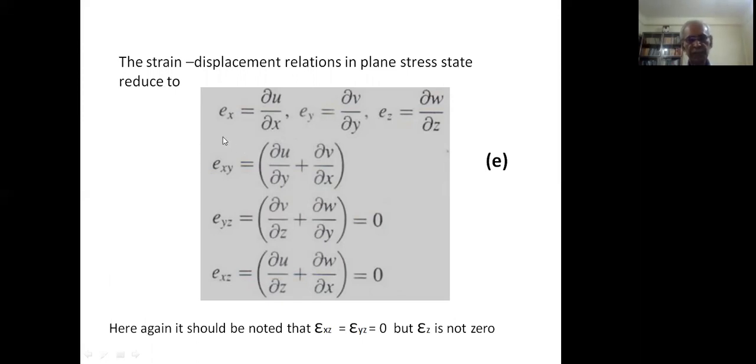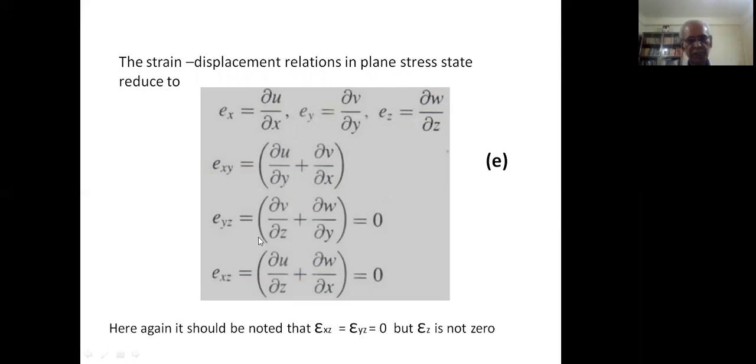And we all know this, we have discussed this many times. Epsilon x is del u by del x, epsilon y is del v by del y, epsilon z will be there as we said before, and that will be equal to del w by del z. Epsilon xy will be again shear strain, del u by del y plus del v by del x. This we have seen before.